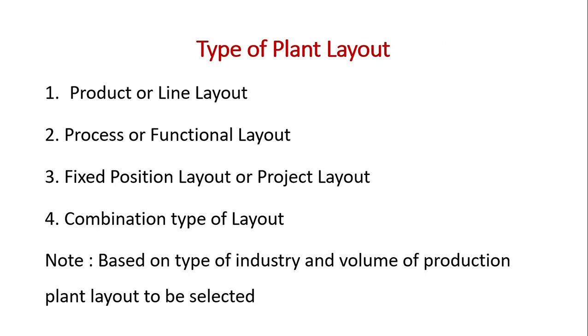Now let us see different types of plant layout. Based upon type of industry and volume of production, you can select any one plant layout. What are the different types of plant layout? Different types of plant layouts are namely product or line layout, process or function layout, fixed position or project layout, and a combination of the first three plant layouts can also be used in the industry, depending upon the requirement.